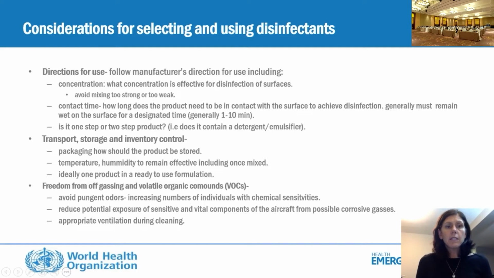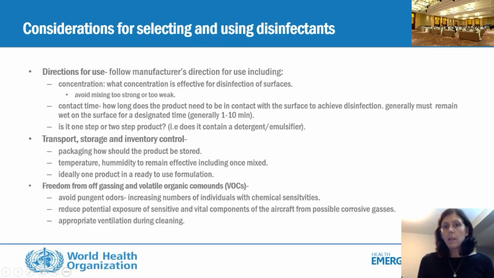You're going to want to consider the transportation requirements and storage requirements of the product to ensure it can be safely stored and transported on the aircraft, and also think about your inventory control. If you have multiple products on the aircraft, it can be difficult to ensure you have enough product and that you know what's available for the staff to use, and it can also become confusing for staff if there's too many products for different circumstances. So it's really important that you try to find that one product that you can use consistently for disinfection purposes.